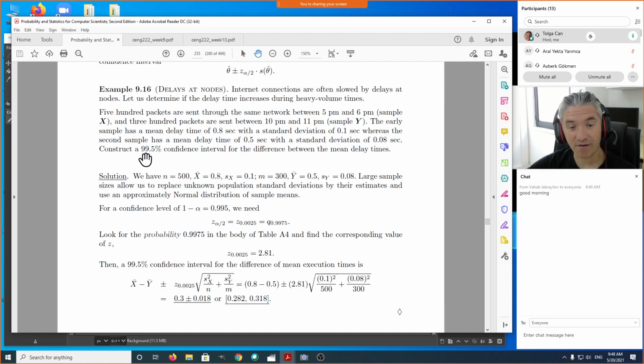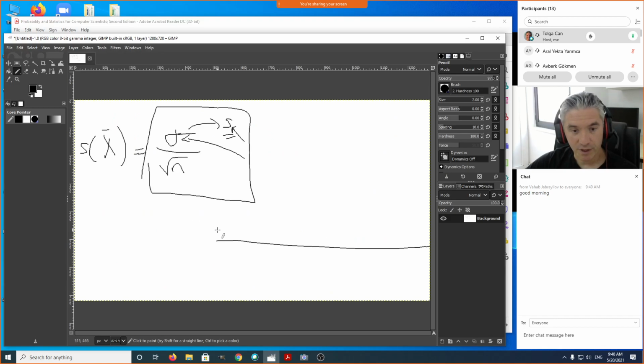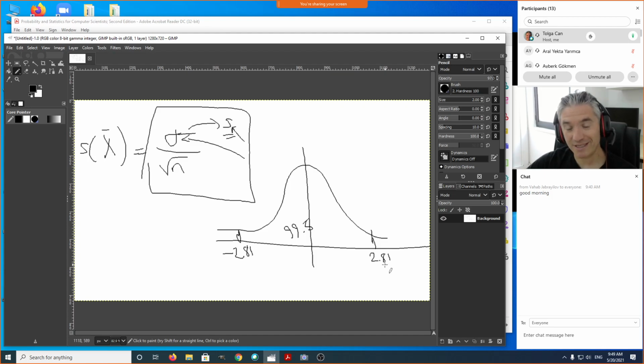So this is really a high confidence. As you can see, for the high confidence, it's 2.81 standard errors. If you want to have more confidence, you have to have more of the area. We want 99.5% of the area contained under this. So here this becomes 2.81 and minus 2.81 in the standard normal distribution.